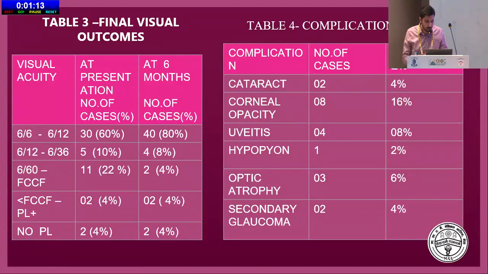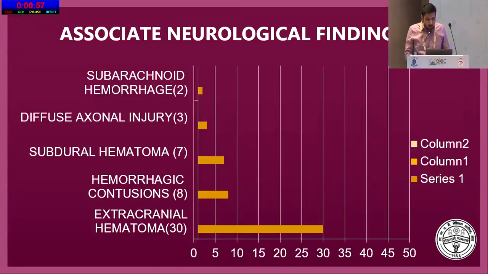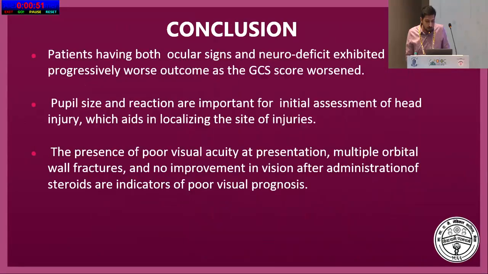At 6 months of follow-up, this number increased to 80%. When the complications were observed, the maximum number of patients had corneal opacity as an associated complication, followed by uveitis. When the neurological findings were seen, the maximum number of patients had extracranial hematoma as an associated neurological finding.